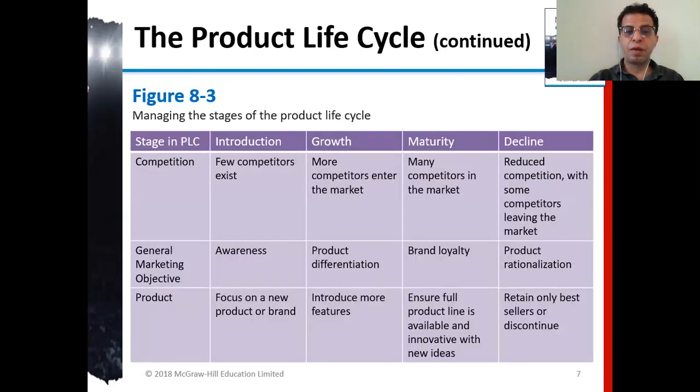Now, managing the stages of the product life cycle: how do we deal with competition? If we have a new product introduction, in the introduction stage there are few competitors. When I was working on the higher education solution, we had no competition. Later on, we had one competitor, which was a PeopleSoft product.